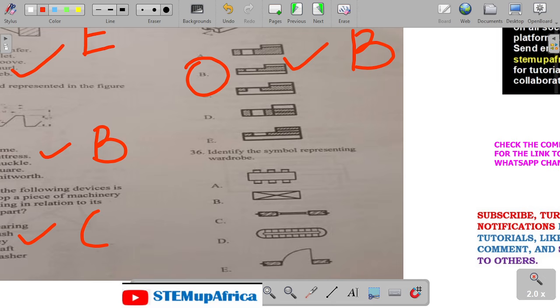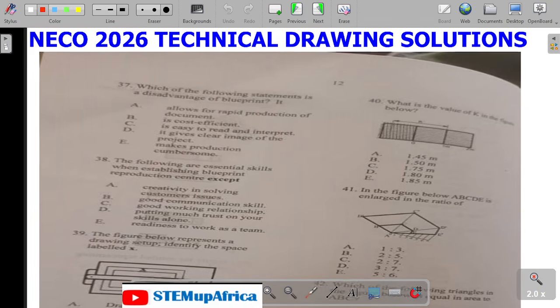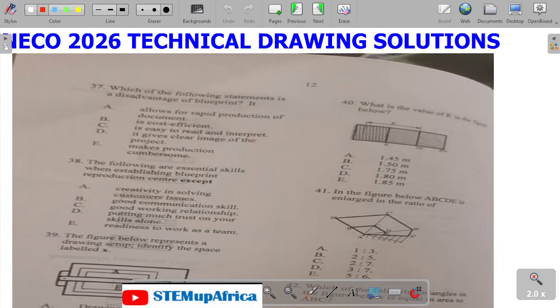Now look at 36. Since the symbol represents a wardrobe, if you are used to drawing, you should know this is a symbol for a wardrobe. Let us look at 37. So which of the following statements is a disadvantage of a blueprint? Disadvantages of a blueprint. Number 1, it allows for rapid production, of course. It's cost efficient. It's easy for rapid production. It gives a clear image, then the answer is E. 37 is E.